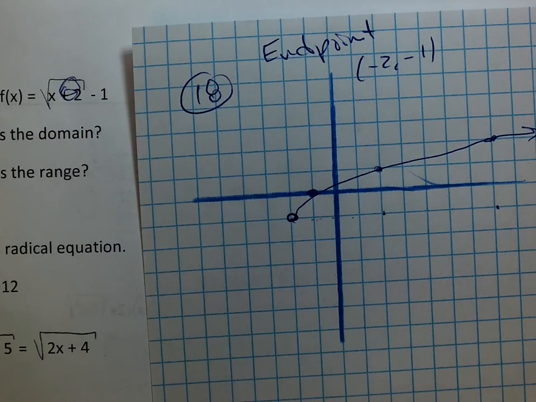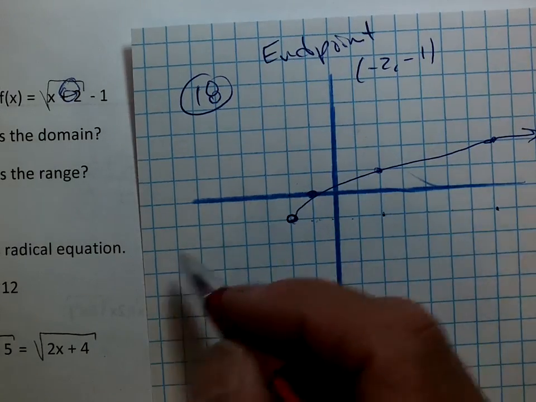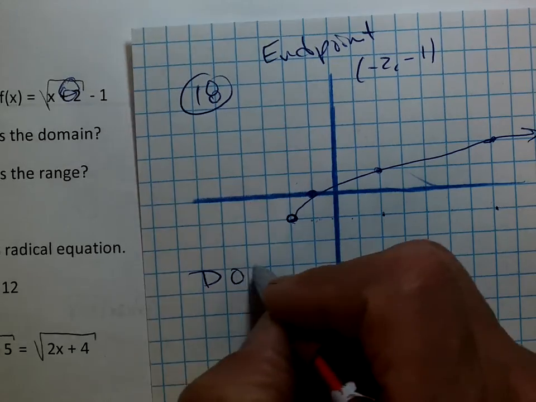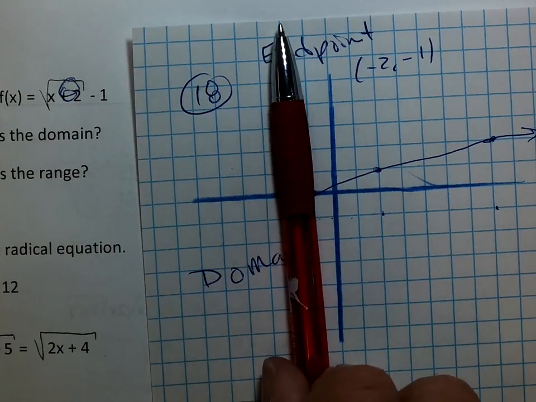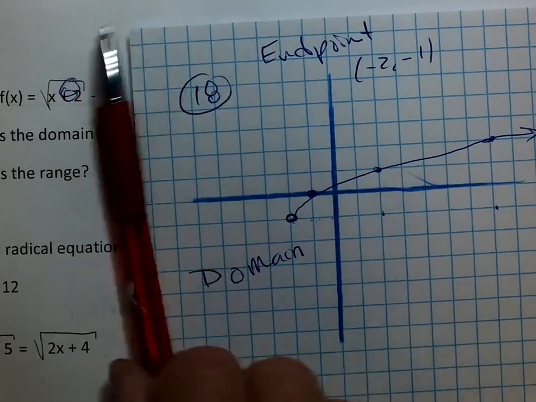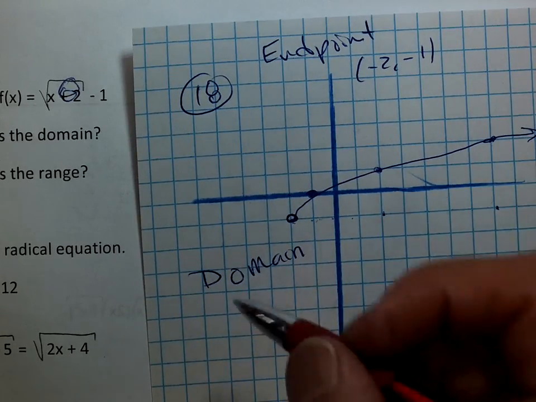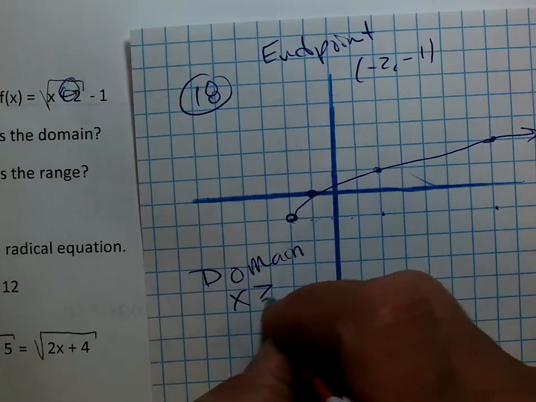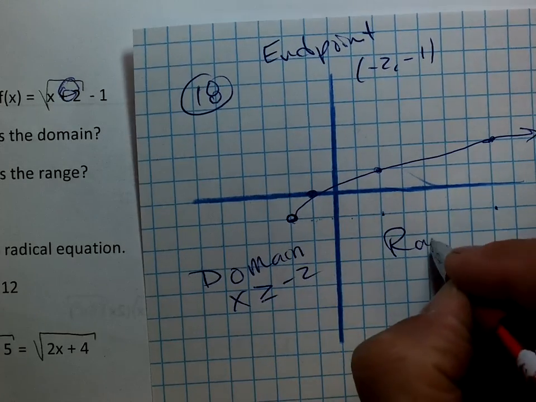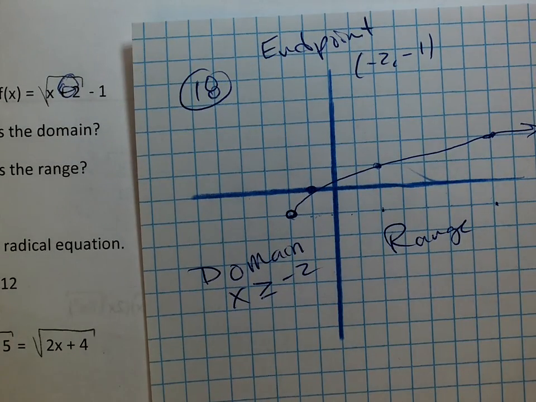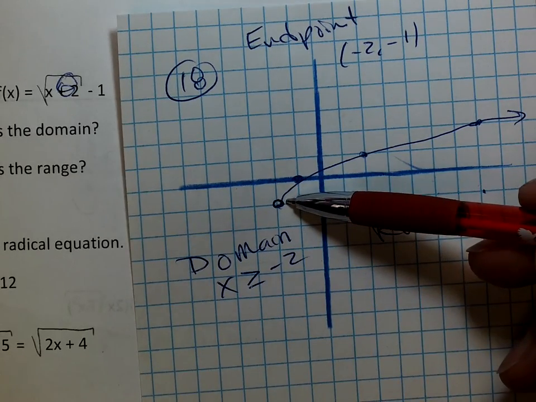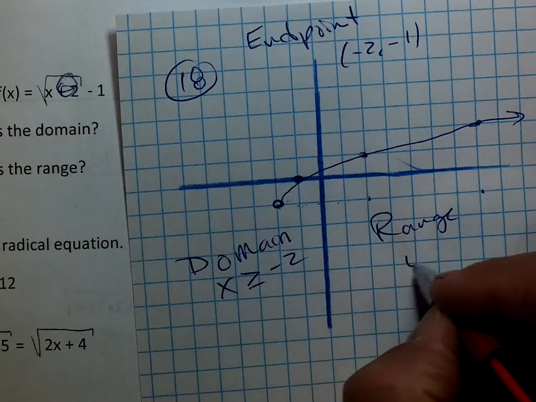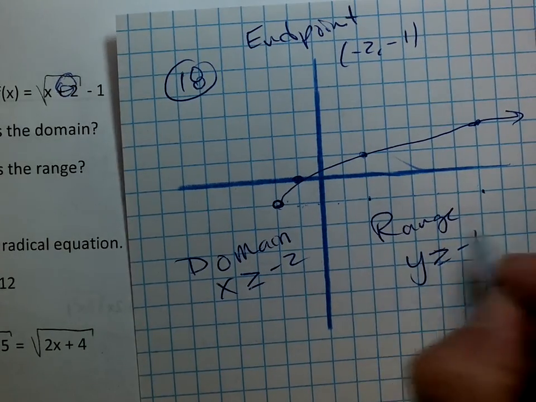Right? Domain. Let's see. It starts at -2 and goes forward. Nothing back here, right? Starts at -2 and goes forward. So we'll go x is greater than or equal to -2. Range, reach for your range, right? Starts at a height of -1. There's nothing down here and goes up. So from -1 up. So the range would be just y is greater than or equal to -1. Okay.